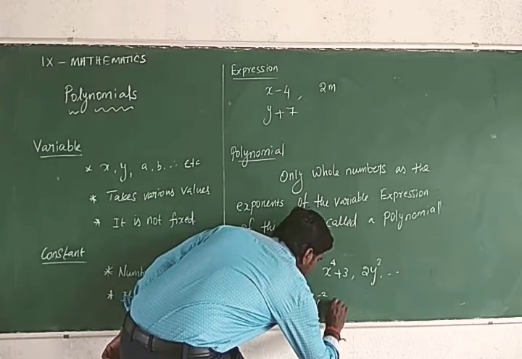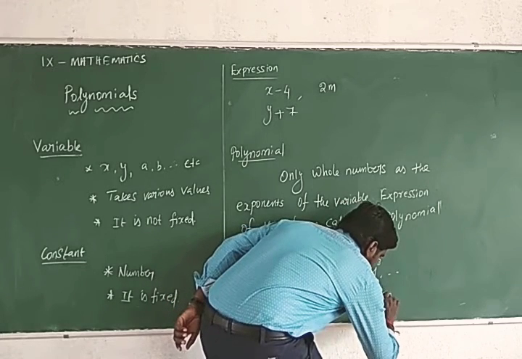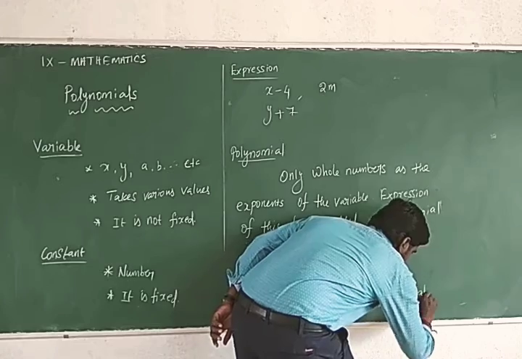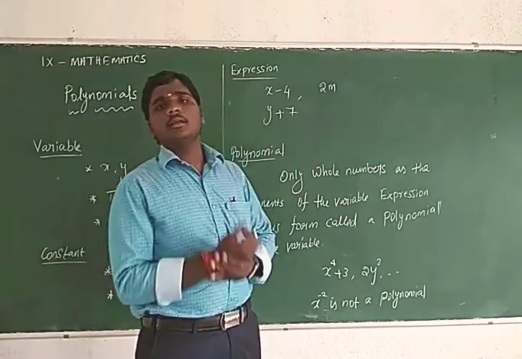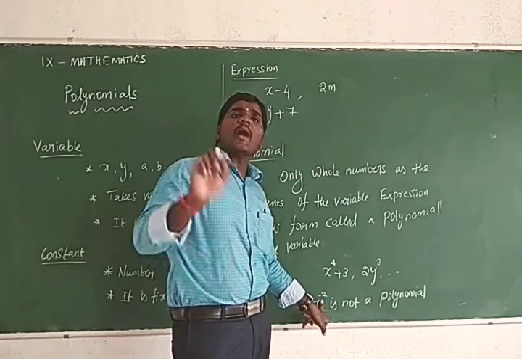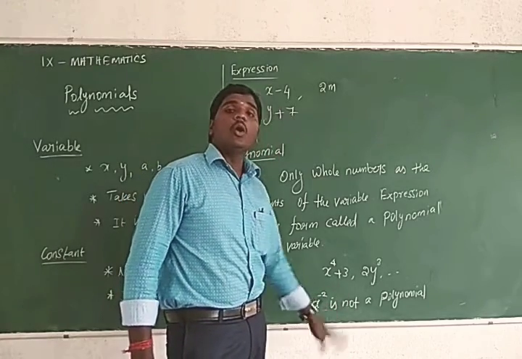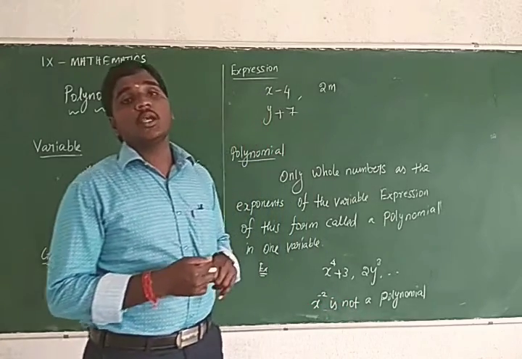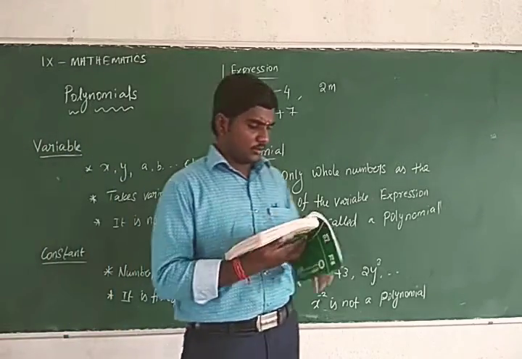x power minus 2 is not a polynomial. Why? Because here the power is minus 2, and minus 2 is not a whole number. So it is not a polynomial. Okay. Now, once again, explain.